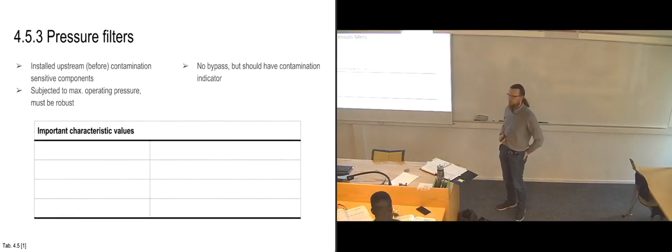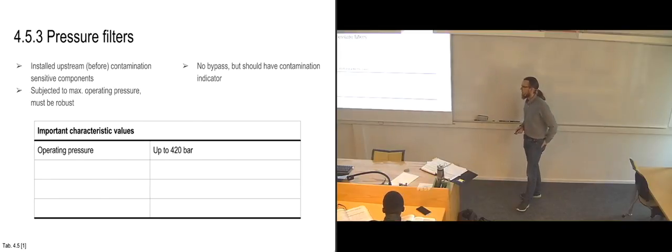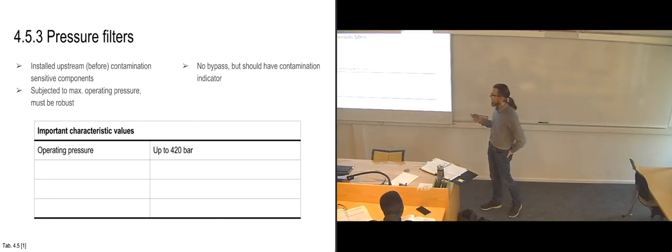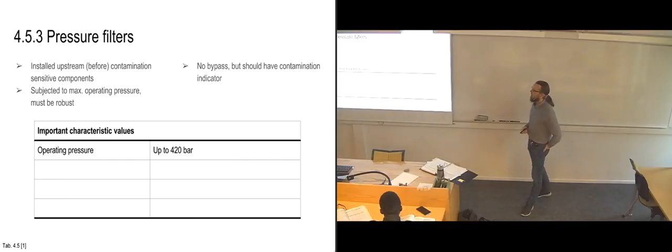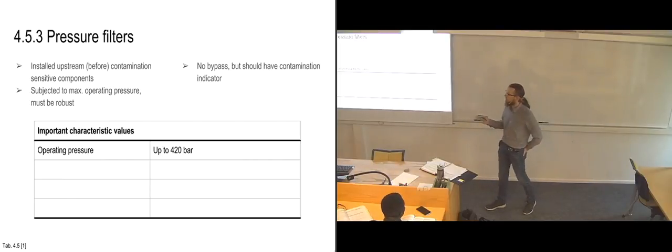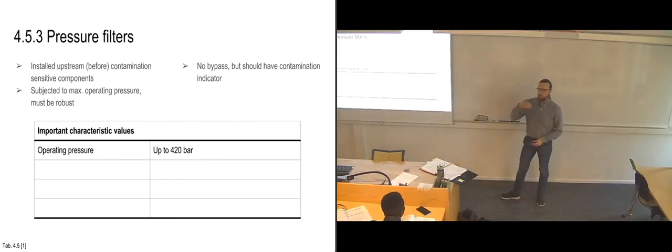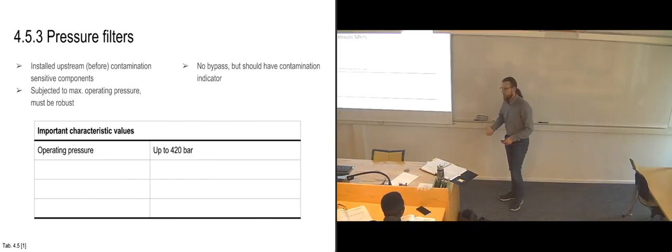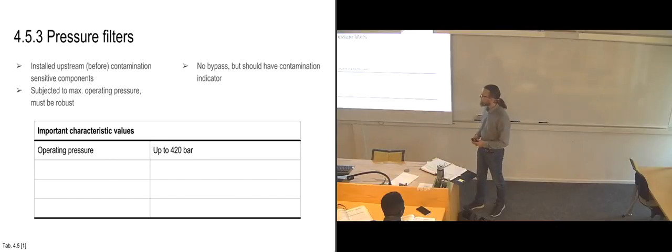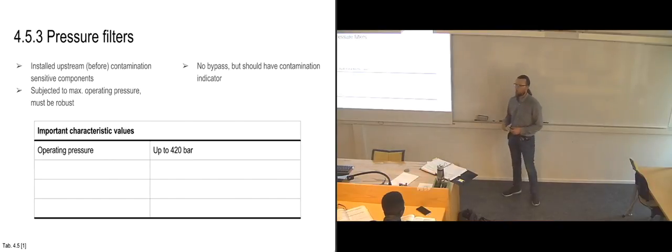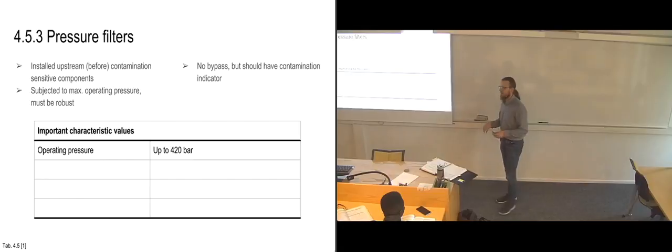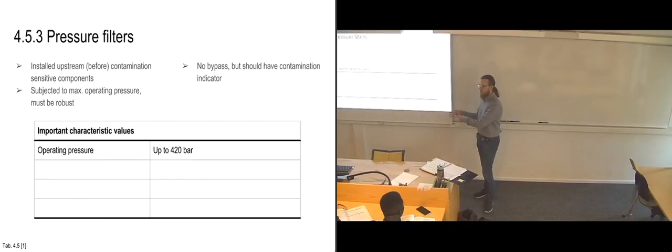So we're going to look at some of the important characteristic values. Operating pressures up to 420 bars. I'm pretty sure that you can get them higher than that also. But just to mention, this book has been written by a hydraulic components manufacturer named Festo, a German manufacturer, which means that they are relating this to their own products often.